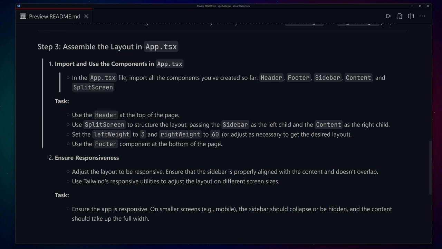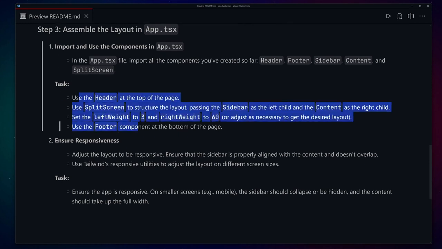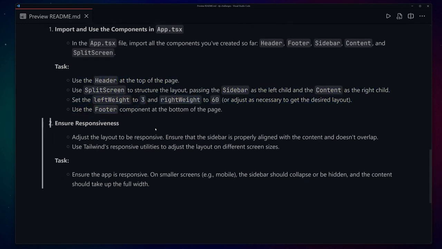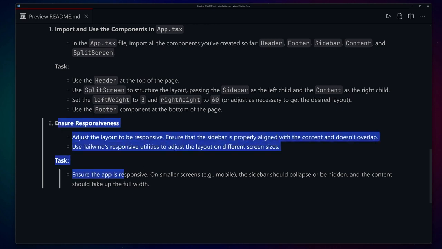So inside the app.tsx file, import all of the components you've just created, like header, footer, sidebar, and content, and also the split screen, and this is how you're going to be using them. So give it your best shot. If you can do it, that's completely okay. And by the way, you don't even have to worry about the responsiveness.